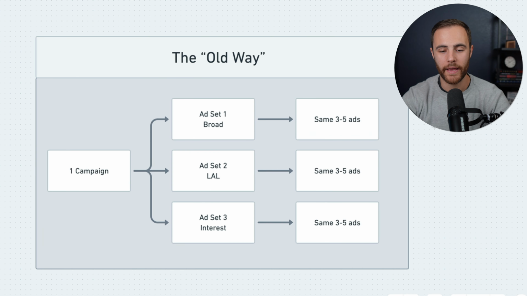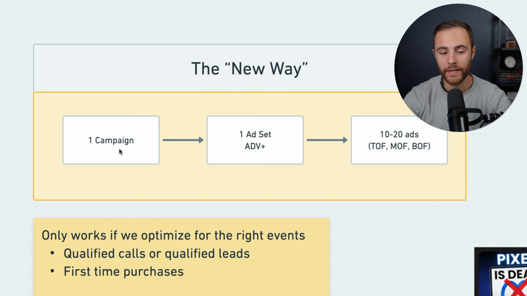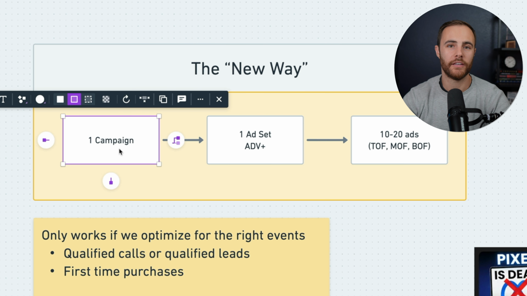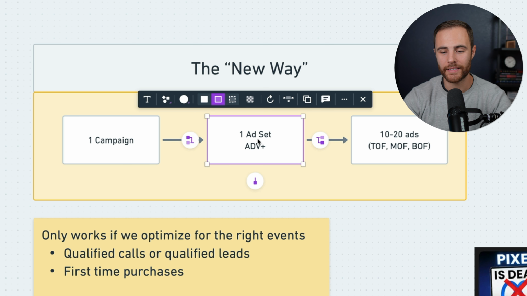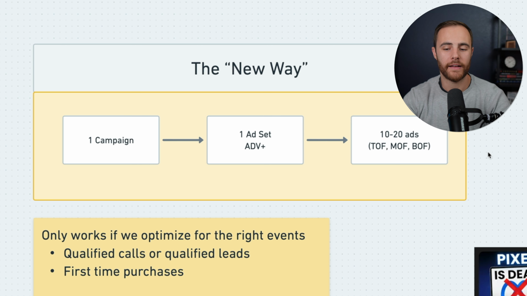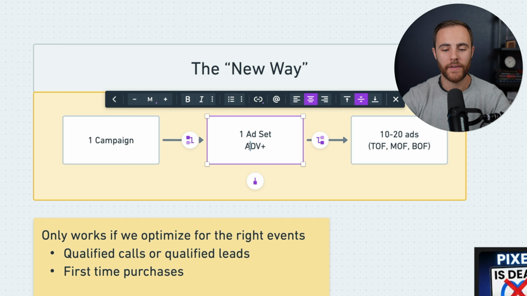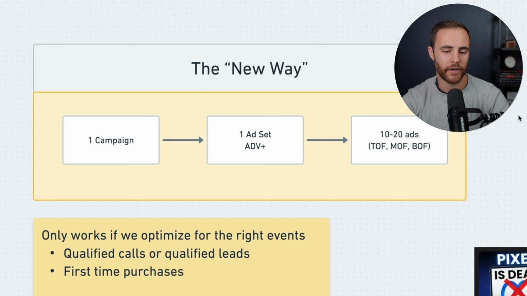So this was the old way, and the new way that Meta is currently recommending people to do things is to have one campaign per objective or per funnel, right? Per business objective, having one ad set, and then having 10 to 20 ads inside of here. Some of these ads can be top of funnel, some can be middle of funnel, and some can be bottom of funnel. And all 10 of these ads are going to work together in the campaign to find the right people. And previously, Advantage Plus would give us very junk leads and not very good leads.